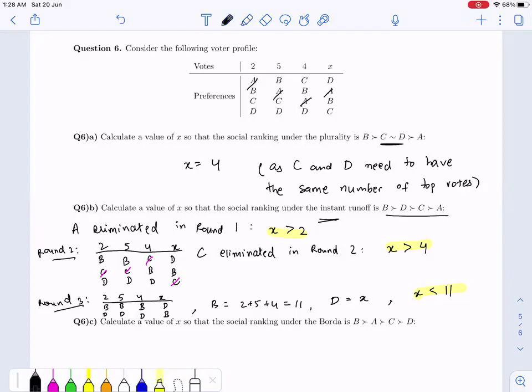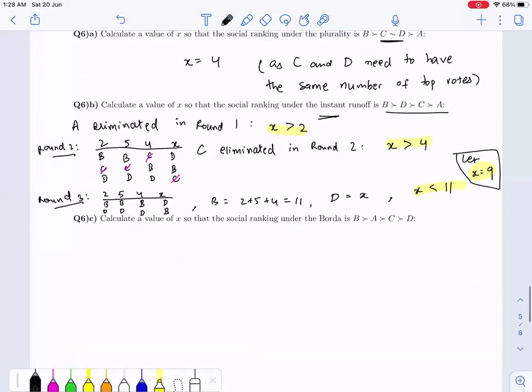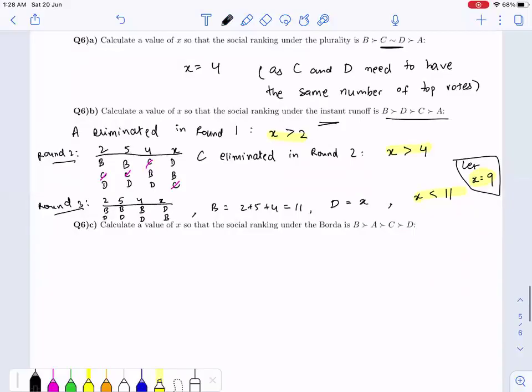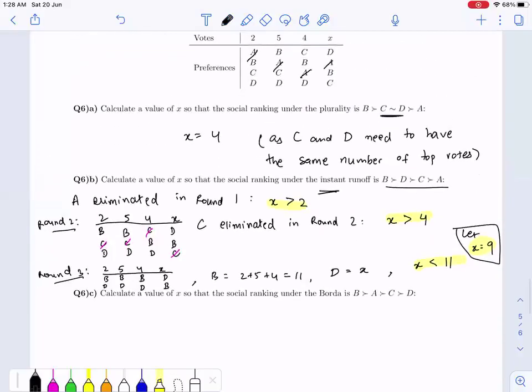So let's take X to be 9. This is between 4 and 11, so this should work. Now let's do a calculation under the Borda voting system, this is the social ranking. Okay. So let me copy this down here and assign points to it.